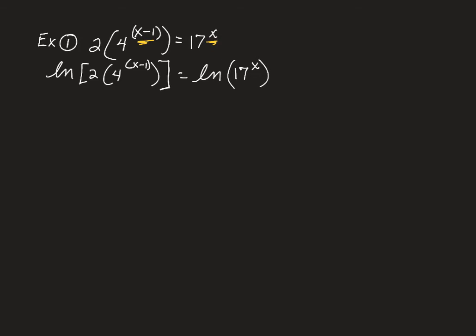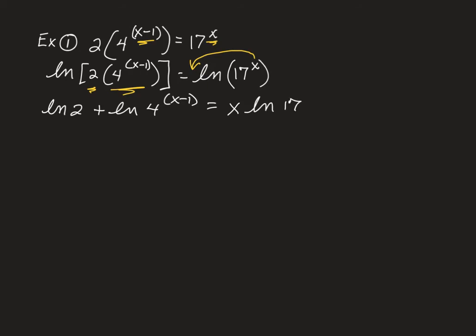On the left side here, I have a product. I have 2 times 4 to the x minus 1. So I'm going to break that apart. I'm going to make that the natural log of 2 plus the natural log of 4 to the x minus 1. Okay, that's the first step on the left side. Let's take a step on the right side. While we're at it, I have a power here. I can use the power rule to bring it out. So x times the natural log of 17 is what I now have.